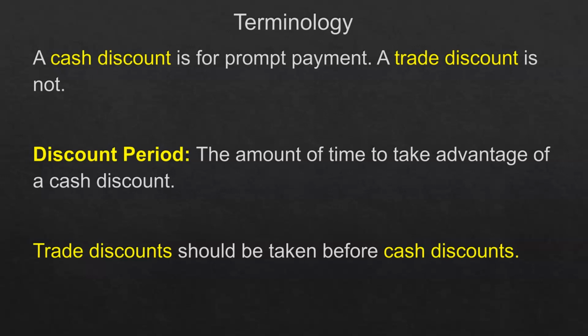The discount period, this is how much time you get to take advantage of a cash discount. So there's a certain length of time. Maybe it's 10 days, maybe it's 15 days. So if you pay it within the 10 days or the 15 days or whatever it might be, you get this nice cash discount. Trade discounts should be taken before cash discounts. And so usually the trade discount is taken on the invoice as you're calculating the invoice, and then the cash discount is taken off of the invoice amount, not including freight and some other things, of course.